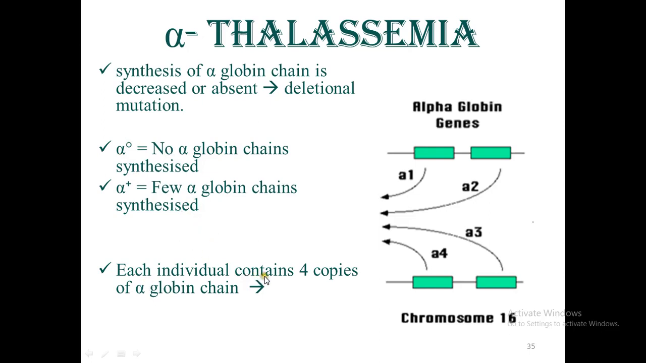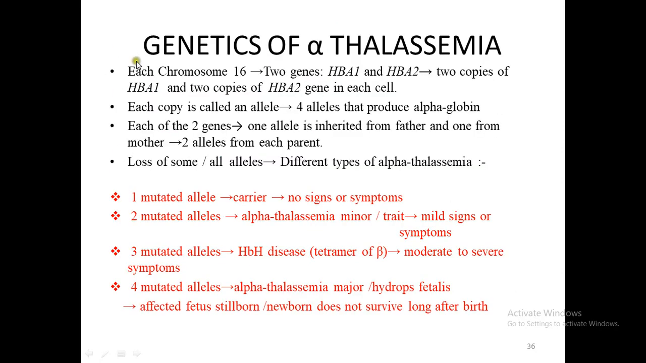Each individual normally contains 4 copies of the alpha globin chain coming from the 2 chromosome 16s. So in one chromosome 16, alpha 1, alpha 2 genes are present. In the other chromosome 16, alpha 3, alpha 4 genes are present, which are going to code for 4 different amino acid sequences, which will give rise to the alpha chains, alpha globin chains.